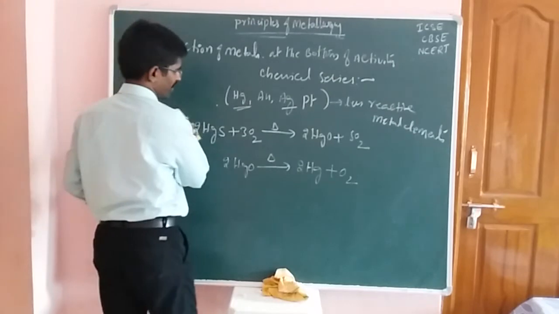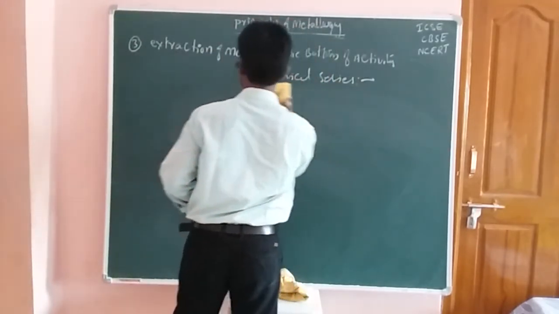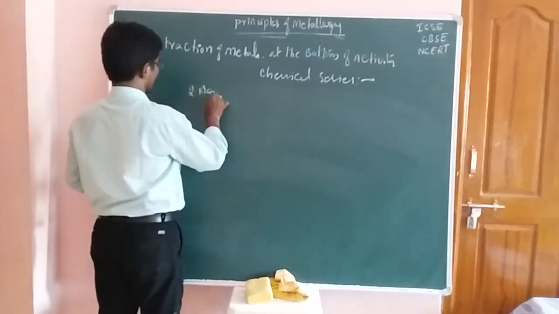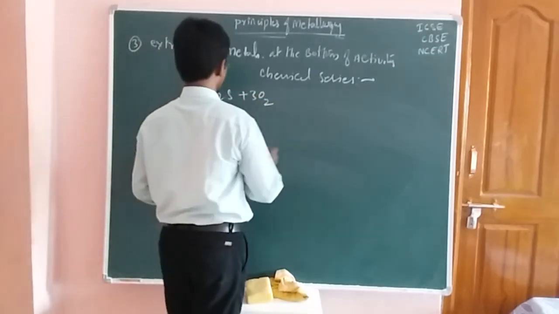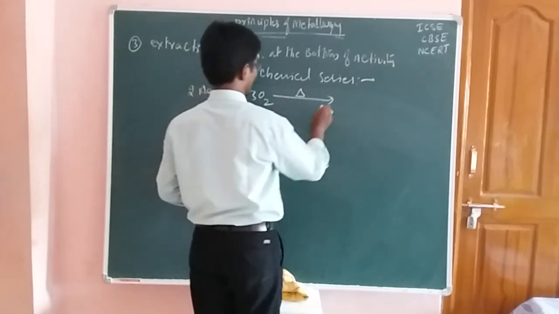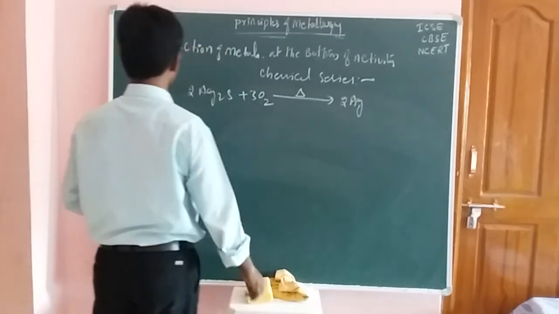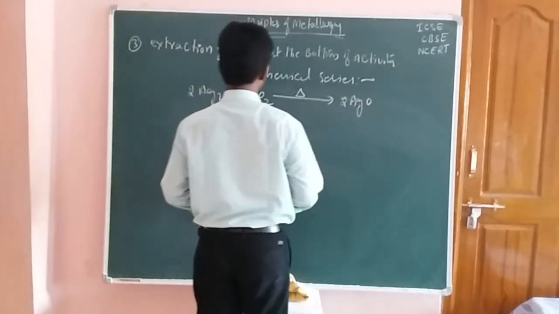The last reaction is Ag2S. Now here we should take 2 moles of Ag2S reacting with 3 moles of oxygen, and it gives rise to, by the heating process, and friends, you should get Ag2O, and next what about this one, friends?